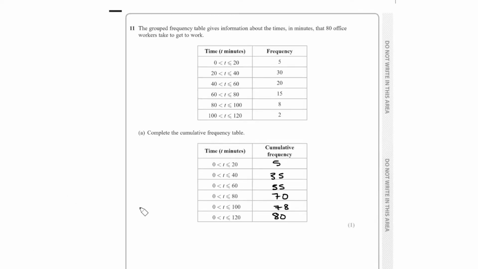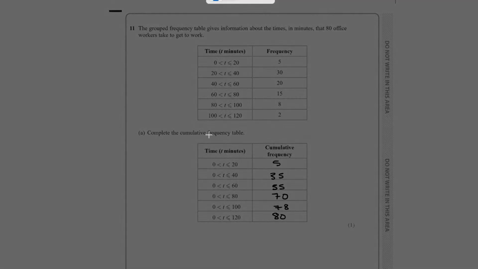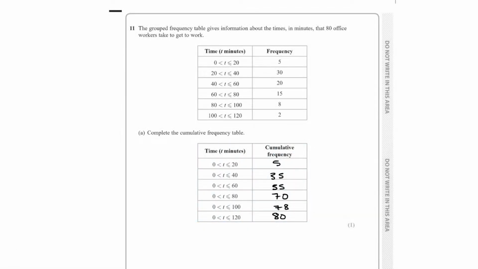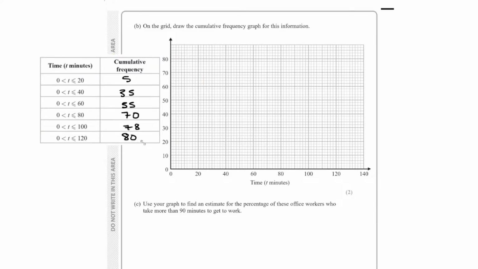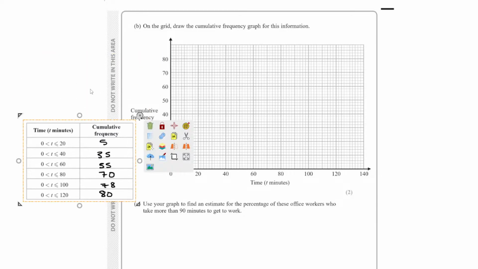Let's see if it will let me copy this, because obviously you'll be able to see it on both pages in your exam, but here I can't. See if it will let me paste it. Yep, okay. So here's our table. Obviously you'll be able to see it on your page, you know, double spread in front of you anyway. On the grid, draw the cumulative frequency graph for this information.